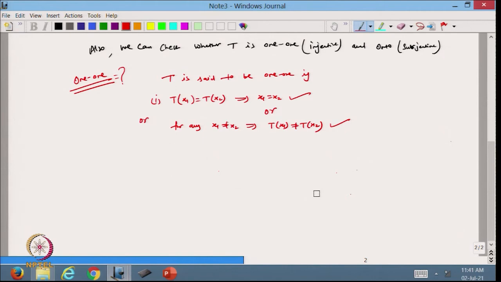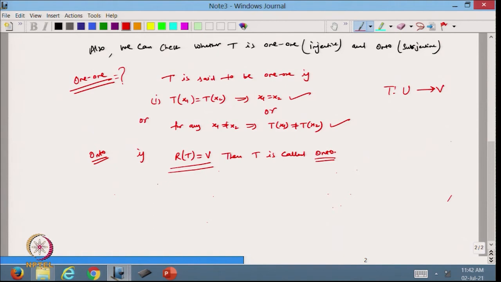The second one is onto. For onto, if the range space of T is equal to V, then T is called onto. If I take the range space of T and it is equal to the vector space V, because we are defining T from U to V, it means that for any element in V there is a pre-image in U such that T(u) is equal to v. So that is called T onto.